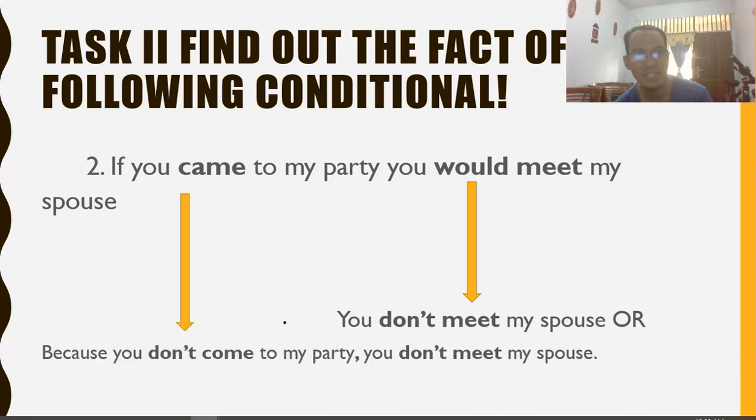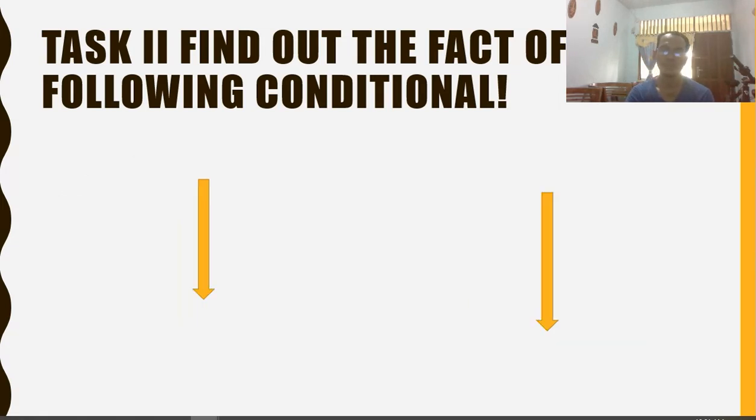Why? Here is because you don't come to my party. Don't come here is negative from the word came. Verb 2 positive becomes verb 1 negative. Would plus verb 1 becomes verb 1 negative. So the sentence if you came to my party, you would meet my spouse, it means that because you don't come to my party, you don't meet my spouse.